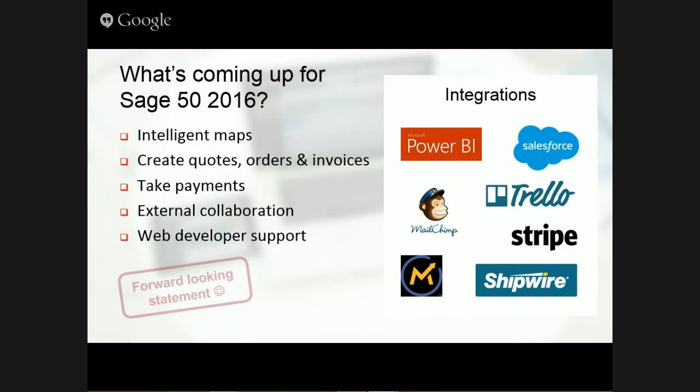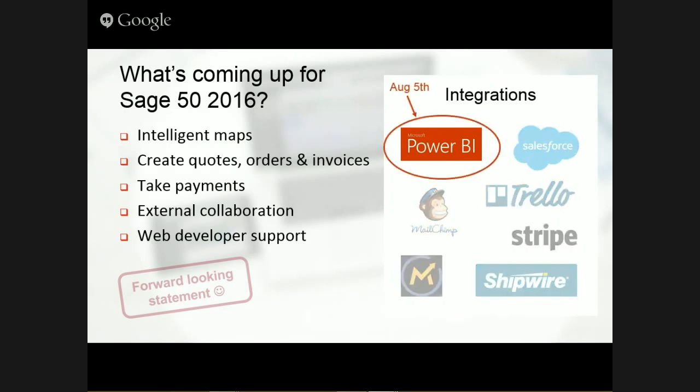But our first integration we're coming up with is the Microsoft Power BI. That's the first one that will be commercially available under this new connector architecture for Sage 50 2016. And in fact, if you join us on August the 5th for our Hangout on Air, we will be showing that, and we'll be showing our first iteration of Microsoft Power BI connected live into Sage 50 2016 using our new connector architecture. And you can see the other integrations that we've got planned there.